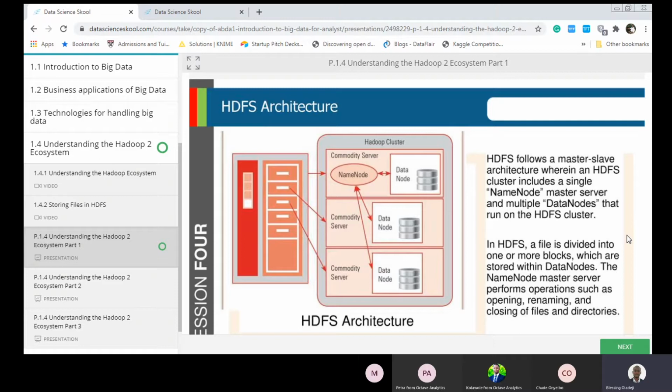So when we say it runs a master-slave architecture, the way it is, the name node is the master, and what it does is that it holds information about all the data sets, while the data node is the block, the exact location where the data is stored.